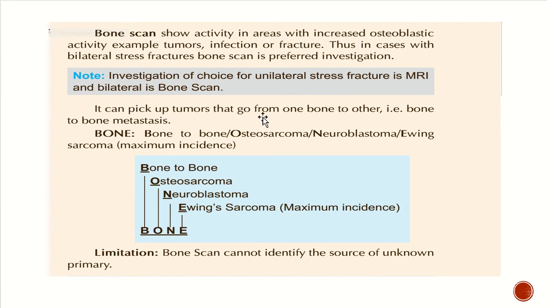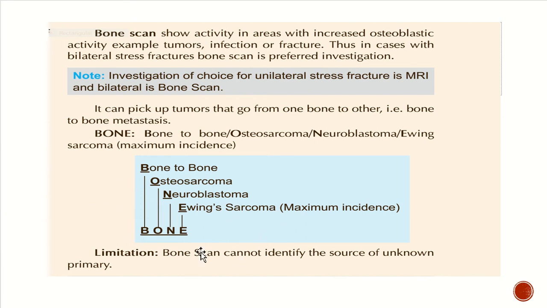It can pick up tumors that spread from one bone to another, that is bone to bone metastasis, and also osteosarcoma, neuroblastoma, and Ewing sarcoma. Here we have a mnemonic for it: bone to bone metastasis, osteosarcoma, neuroblastoma, Ewing sarcoma. Maximum incidence is in Ewing sarcoma. So bone scan is used in the case of this bone mnemonic.